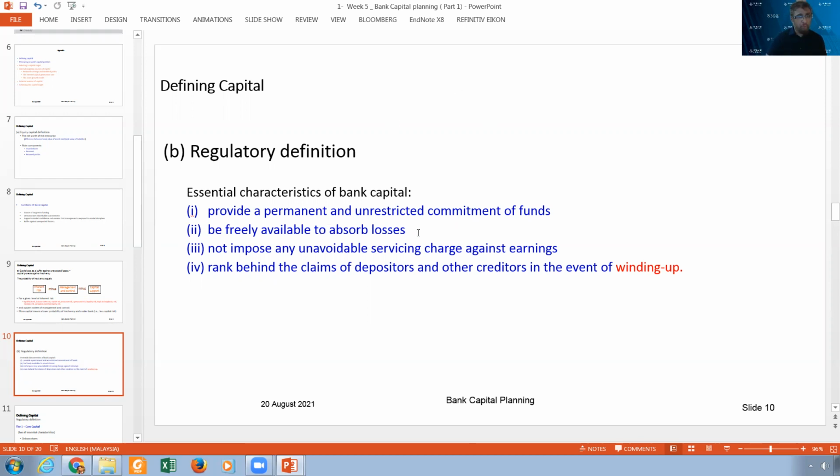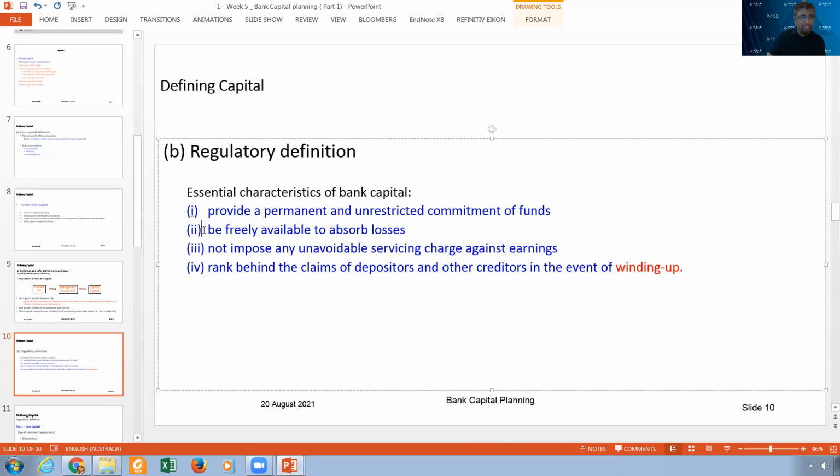Two, be freely available to absorb losses, which means this is the most important thing. We need a capital that doesn't pay, sorry, that doesn't pay, is available to use anytime to buffer the losses, which means it's all the time there, available. And actually, it doesn't pay services, which means now the loans, if I'm financing my assets from debt, I have a service fee, I have servicing. Servicing means this interest which I pay. But here, I'm not paying for the shareholders.